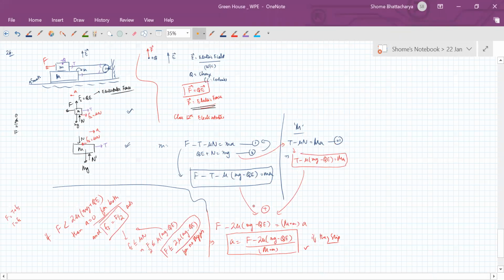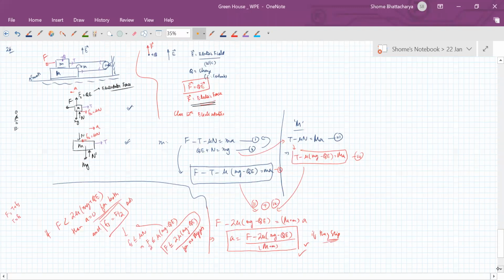Now you just add equation 2 plus equation 3. No, this is only equation 2, this is only equation 3. So add them, so tension gets eliminated, and that's how you find the acceleration. So if they are slipping, this is going to be the acceleration. Okay, so this is done.